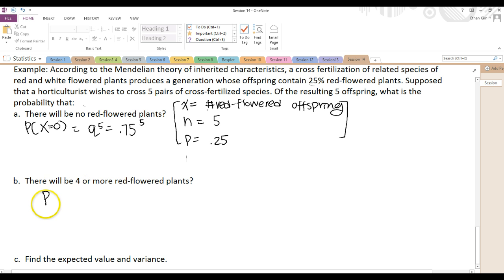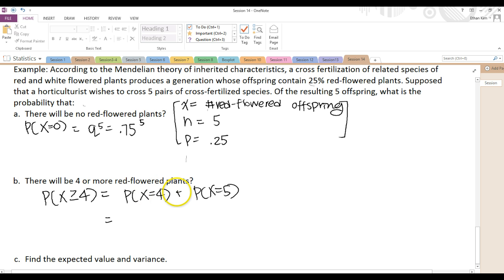plants? So this is x is greater than or equal to 4, right? And we can write this down again. This is equal to the probability that x is equal to 4 plus the probability that x is equal to 5, right? And we can do this separately. So x is equal to 4.